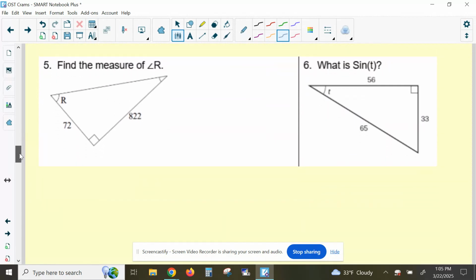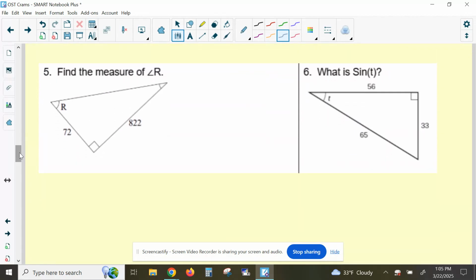Number 5. Find the measure of angle R. So in my picture, I'm looking for this angle right here. Once again, I have a right triangle, so I know I'm going to be dealing with trig or the Pythagorean theorem. Pythagorean theorem is if I have 2 sides and I want the third side. So I don't want a side, I want an angle. I'm looking for an angle. Got it? Remember that, because we're going to have to hit the second button in our calculator for this guy.